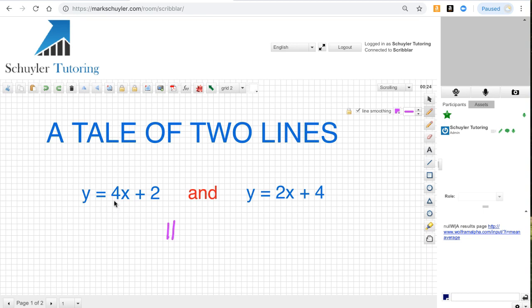Well, do we have the same slope? We have a 4 over 1 and we have a 2 over 1. No, we do not have the same slope. So these lines will intersect somewhere. It may not be anywhere near the origin. For all we know, they'll intersect 1,000 miles away in quadrant 3. But they will intersect eventually.